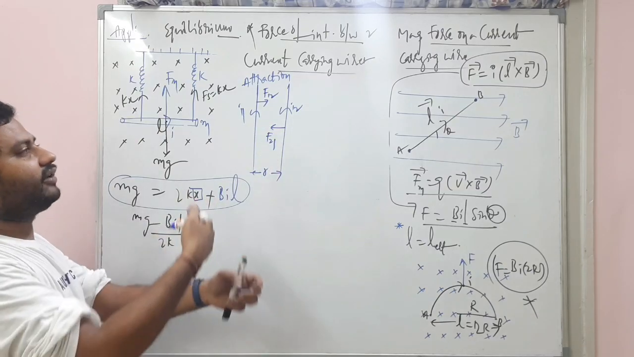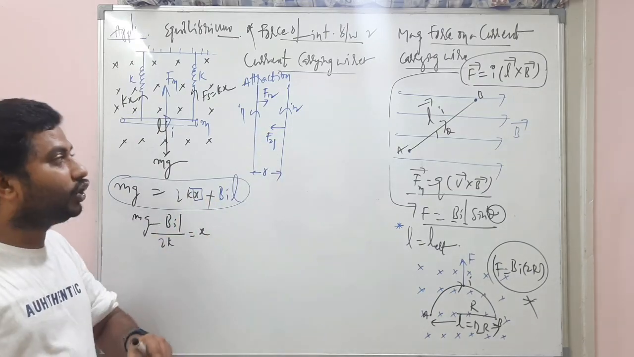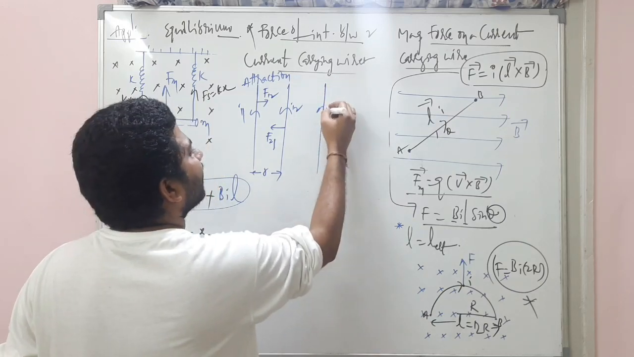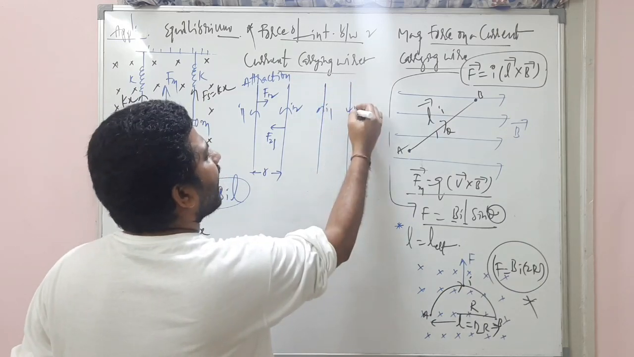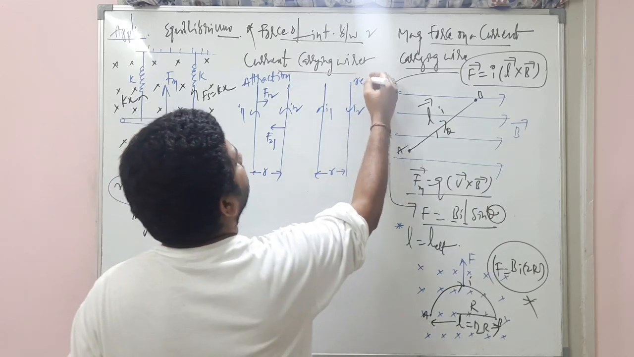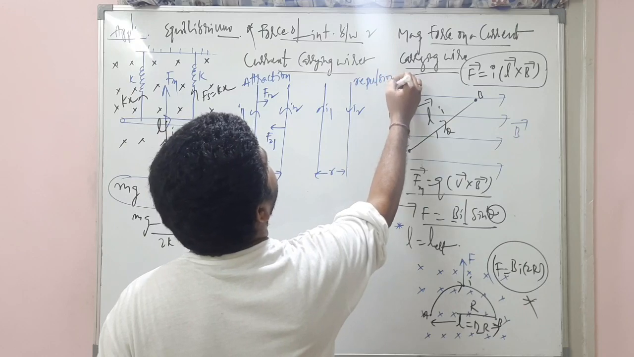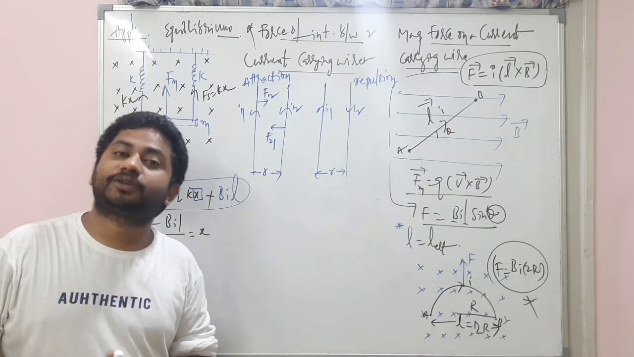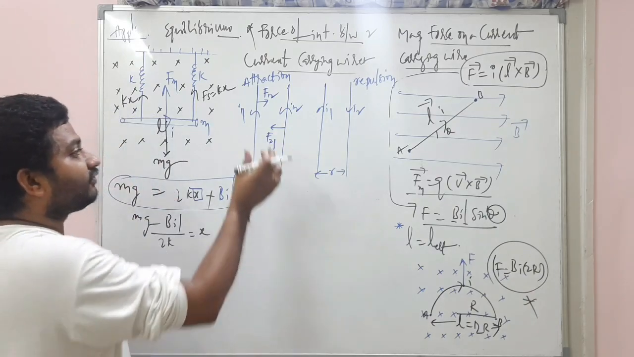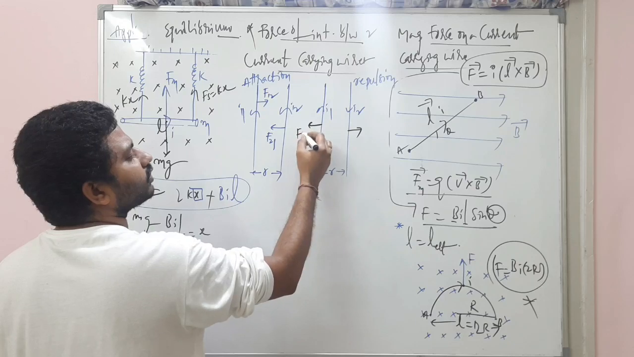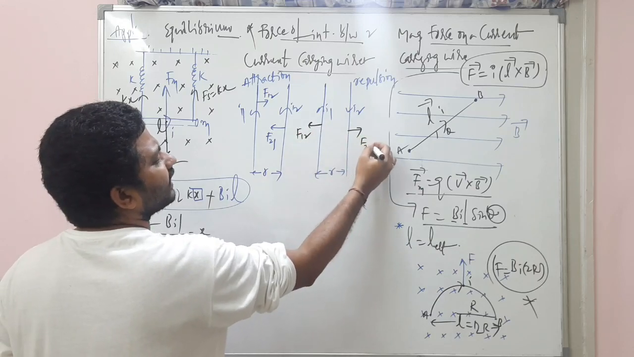There is an attraction force developed between them, and in the same way, when a current I1 is here and a current I2 is here, and the distance is r, a repulsion force takes place between these two. Students, there is a repulsion force between these two. This is the force on the first due to 2, and the force on the second due to 1.